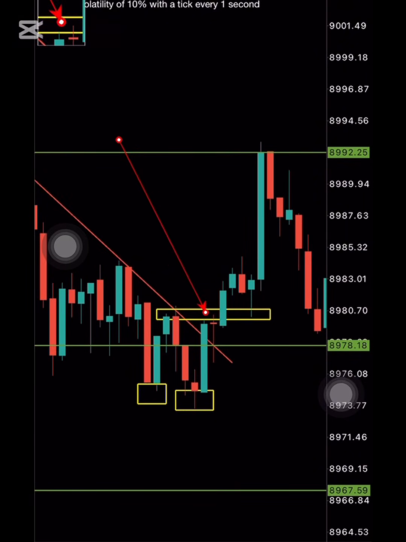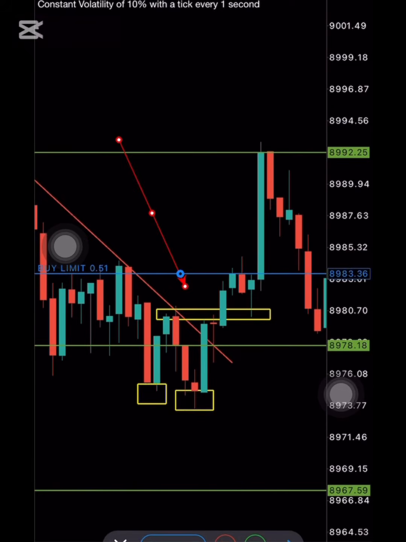This is the neckline. So price came back to retest it here. This would be my entry right here. As price came back, I can even use a pending order.